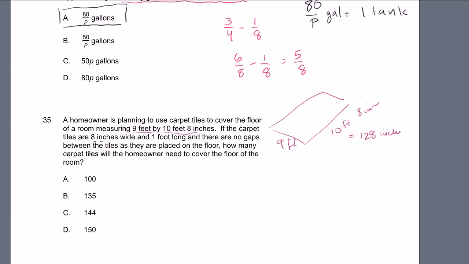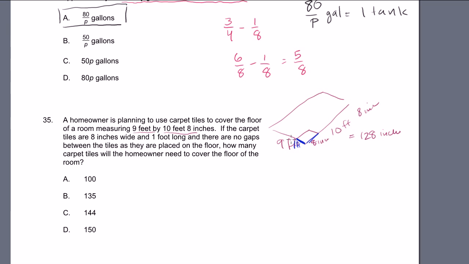If the carpet tiles are 8 inches wide and 1 foot long, and there are no gaps between the tiles as they're placed on the floor, how many carpet tiles will the homeowner need to cover the floor of the room? So I'm going to place them this way just because I kept this side in feet. So I'm going to use the foot dimension on the foot side. So this is 1 foot by 8 inches, right? That's the dimension of our tile. It's 1 foot on this side right here, and then 8 inches on that.